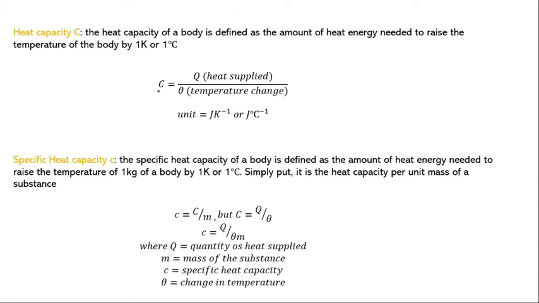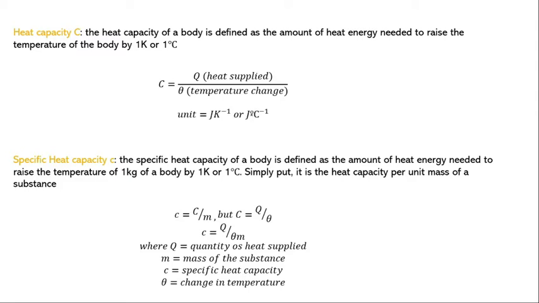So heat capacity is given mathematically by capital C equals Q over delta theta. Now, delta theta over here is the temperature change, which is the 1 Kelvin that we are talking about, and then Q is the heat supplied. So the ratio of the heat supplied over the change in temperature gives us our heat capacity. It has the unit of joules per Kelvin or joules per degree Celsius.